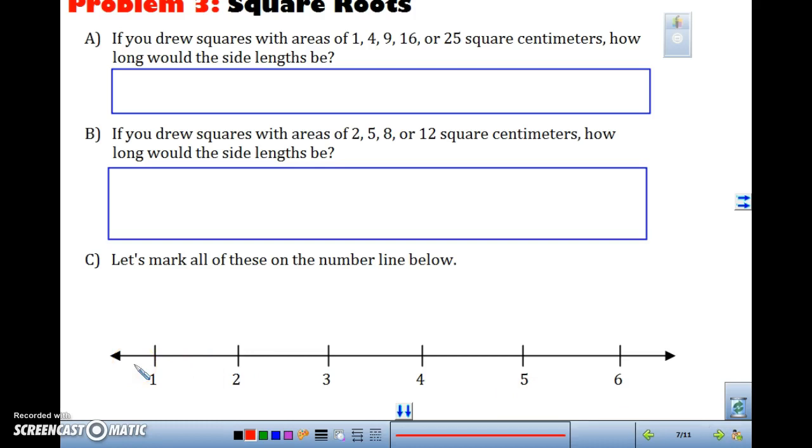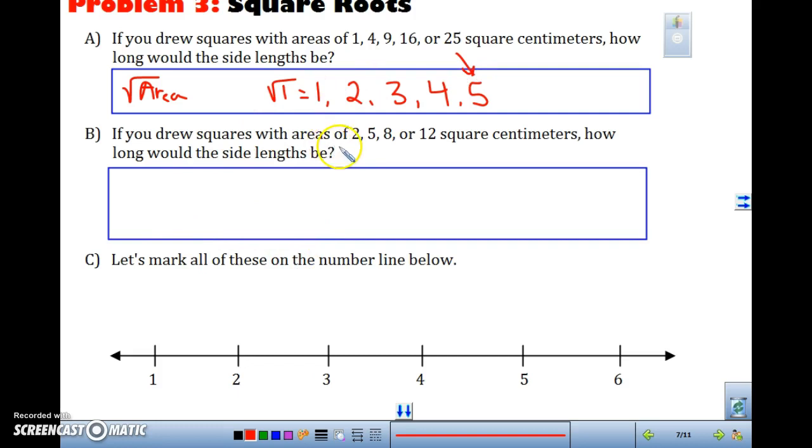And then the last one is talking about, well, how about our square roots? So if you drew a square that had the areas 1, 4, 9, 16, 25, how long would each side be? Well, remember, to find the side length, we take the square root of the area. So our answer should be the square root of 1 equals 1. The square root of 4 is 2, then 3, 4, and 5. So each one of these.